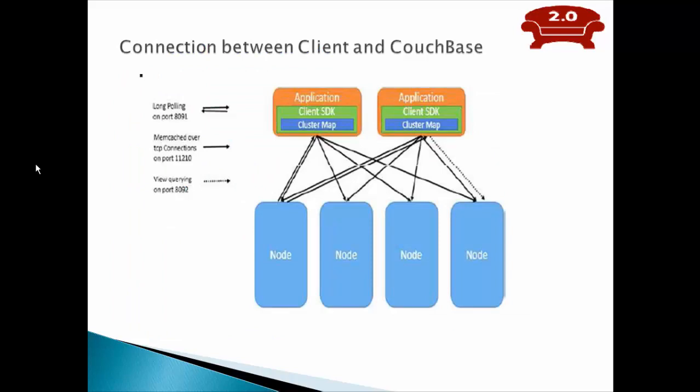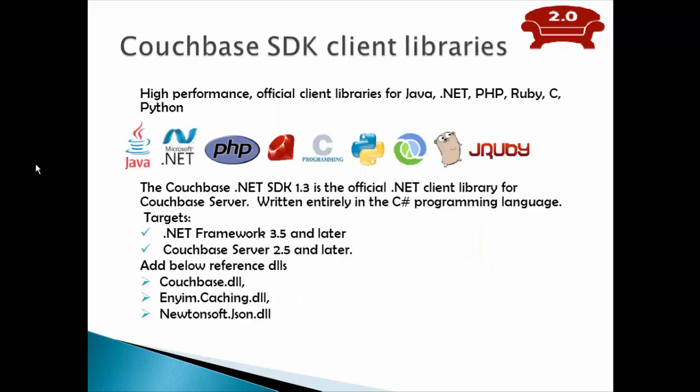So when you call the assemblies, we basically have application, client, SDK, and cluster map. Internally your cluster map will look at which cluster you need to go to, and within the cluster it will make a decision on which node the data has to be fetched from. These are the Couchbase SDK client libraries available. As I said, .NET, Java, PHP, C, Ruby, and so on.